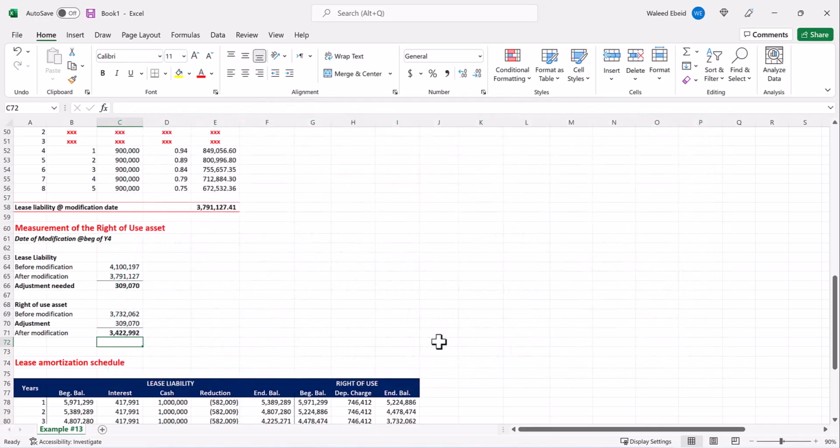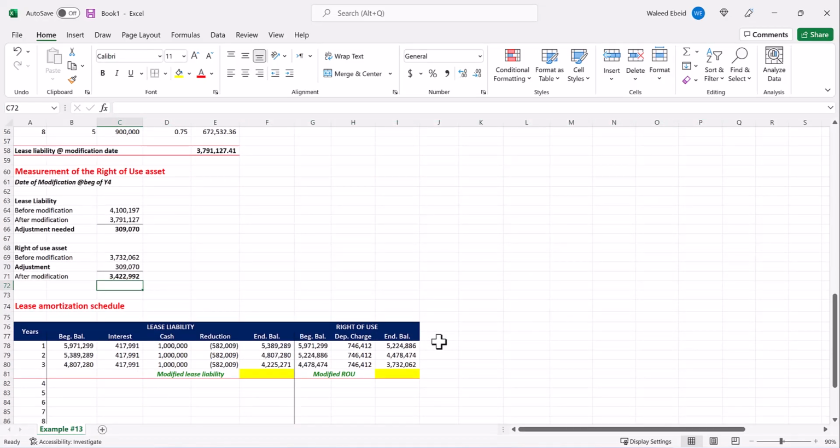Now, let us complete the lease amortization schedule here. Nothing is changed in the first 3 years before the date of modification. Insert the revised balances for both the lease liability and the right-of-use asset, and they are also the beginning balances for year 4.